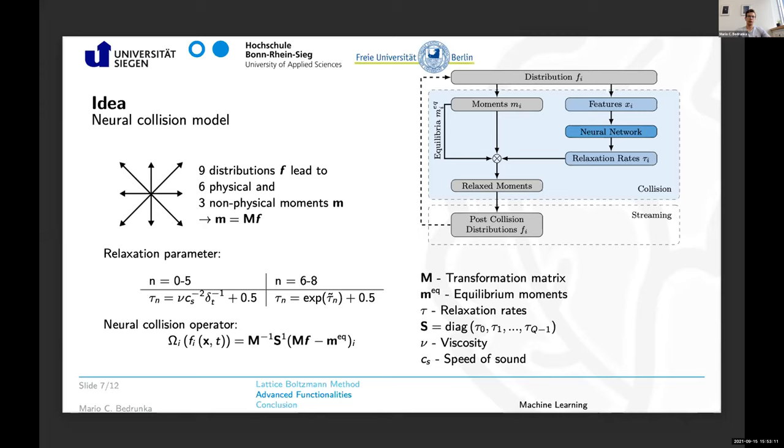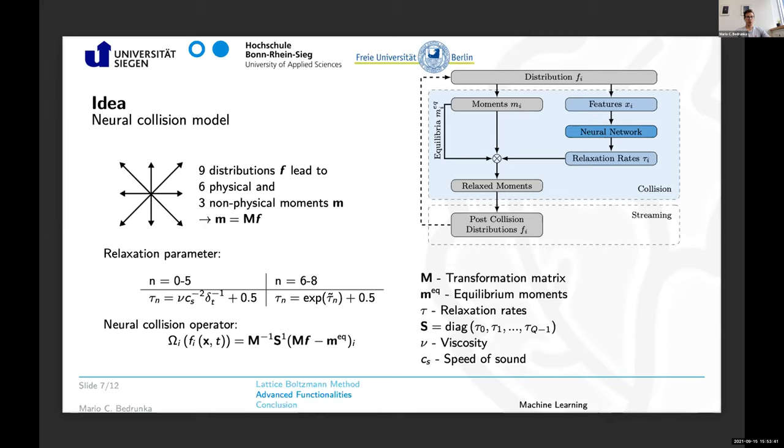And the remaining degrees of freedom represented by higher order moments are usually propagated in such a way that offers certain numerical advantages, such as improved stability or accuracy. And based on this, we defined a neural collision operator as a more accurate alternative to classical collision models. For this purpose, a neural collision model is defined that relaxes the moments towards the equilibrium moments by individual relaxation rates, which are contained in the variable S on this slide.